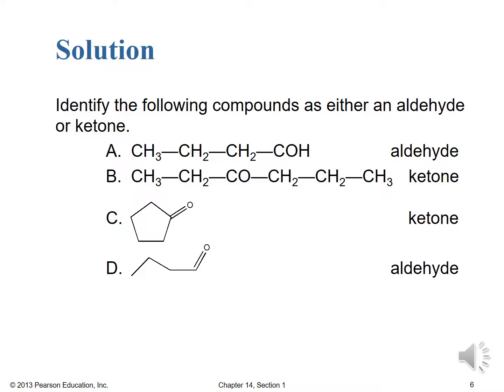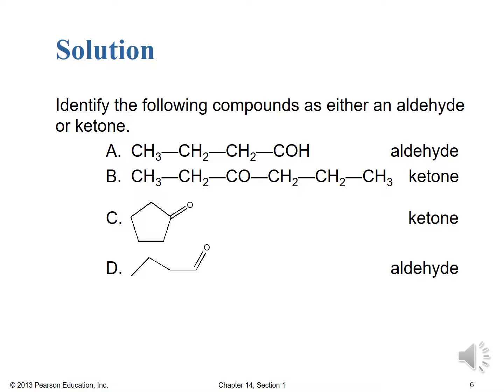For C, we have a cyclic compound that's definitely a ketone because there's no way to have a ring structure with a carbonyl that's not a ketone, right? We can't terminate a ring, so that's clearly a ketone. The carbonyl carbon is bonded to 2 other neighboring carbon groups. And then finally, D is an aldehyde. We don't normally show that H.